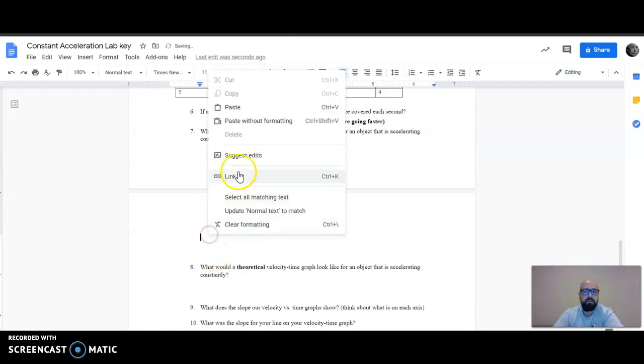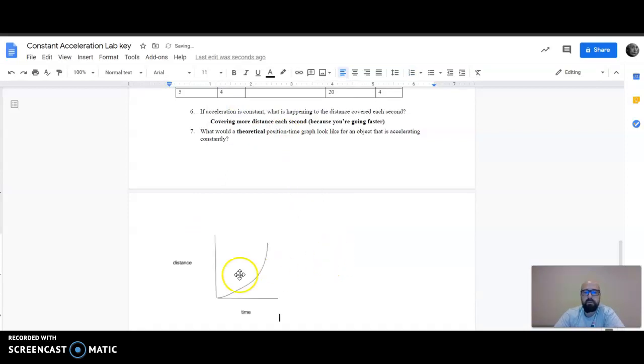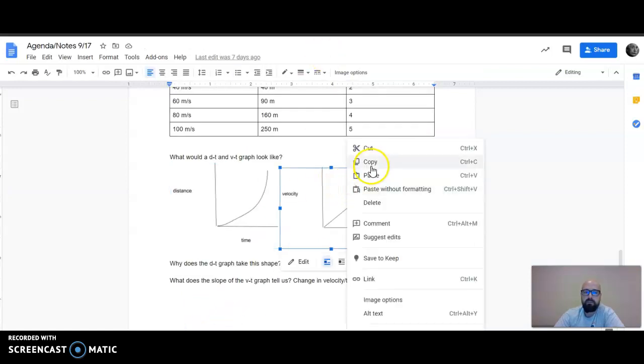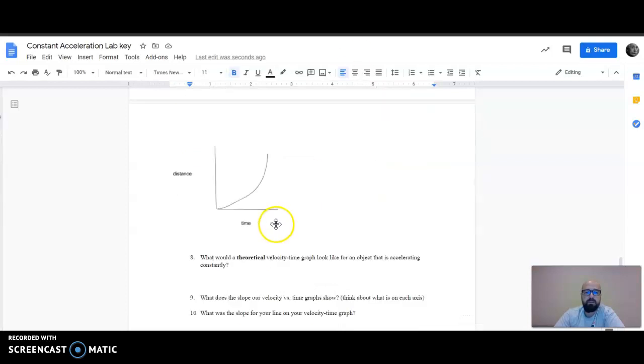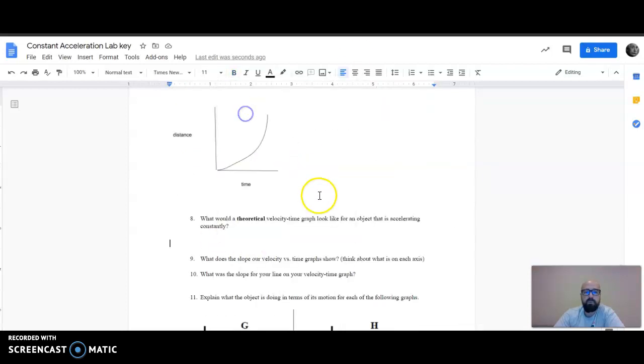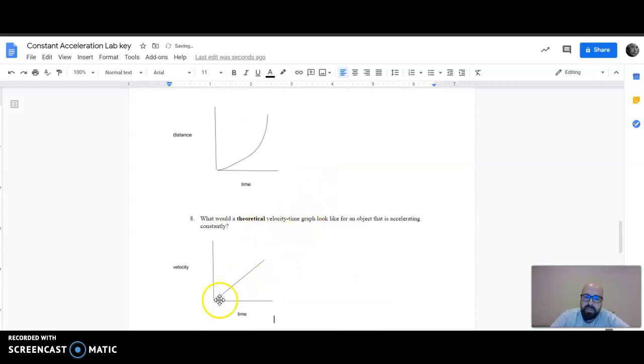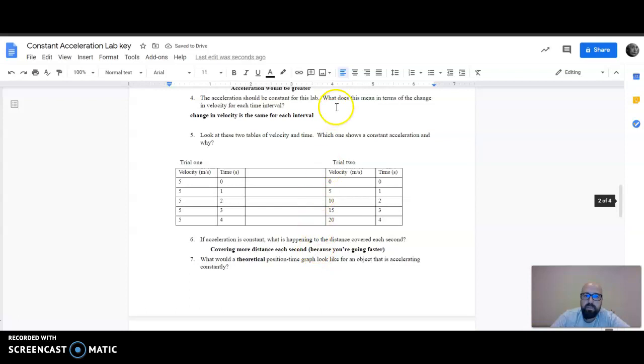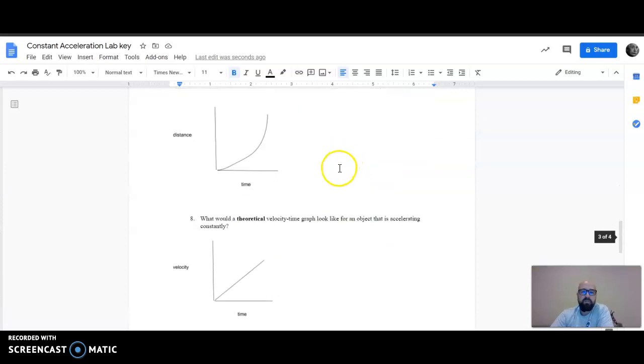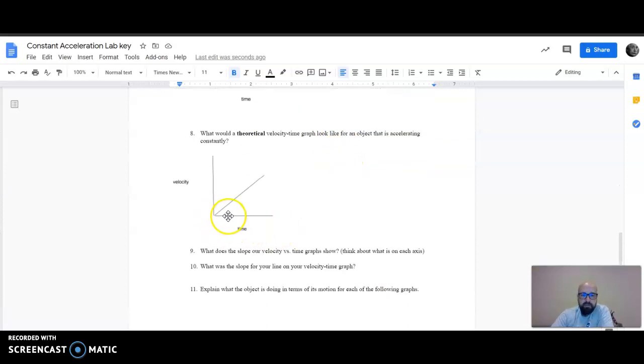Oops, we don't want to call that number 8. But it would look like this because I'm covering more distance each second. That takes this shape. And then let me copy and paste this one. And so here is this one. And so the theoretical velocity time, this gets back to this question up here. The change in velocity is the same for each time interval. So that means that every time interval, my velocity goes up the same amount, and that gives me a line with a positive slope in this case because acceleration is positive.